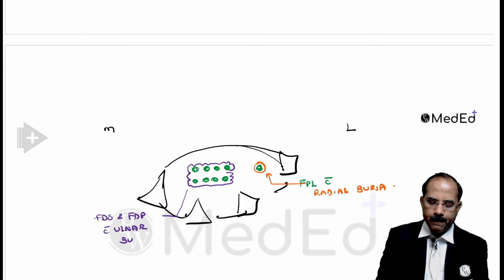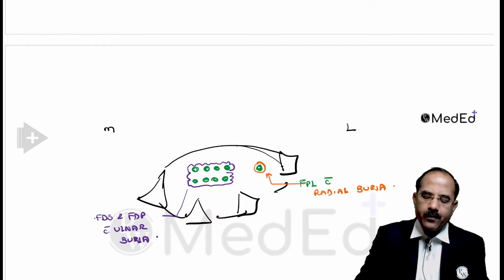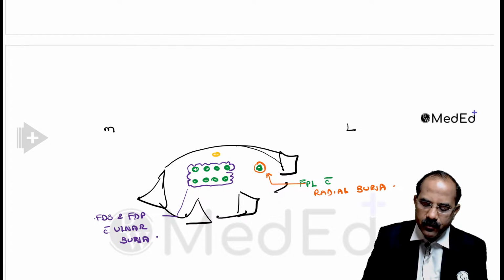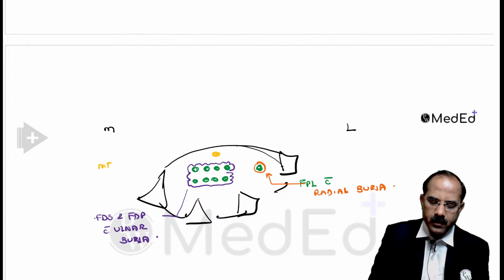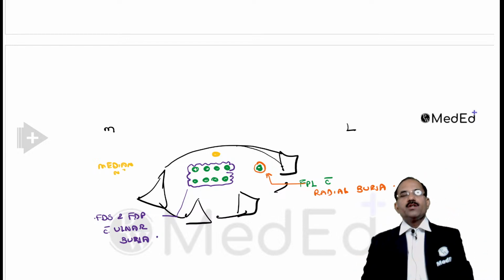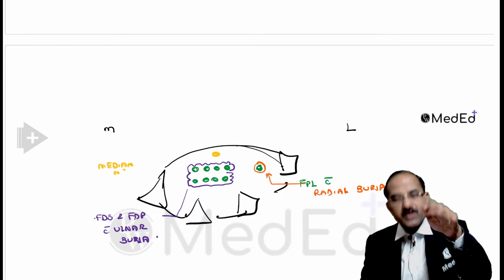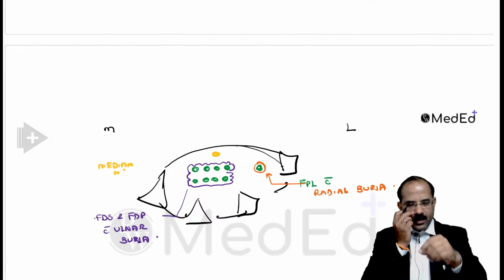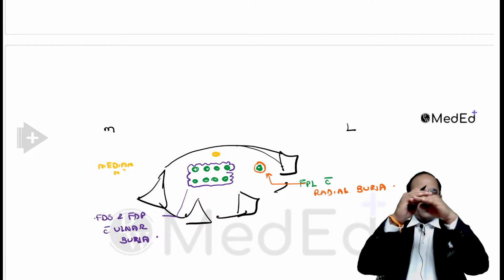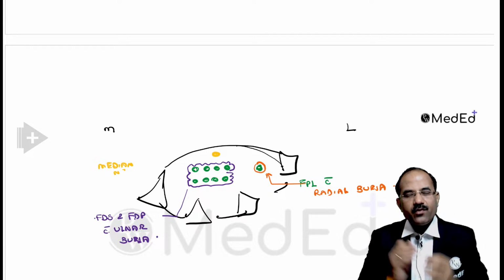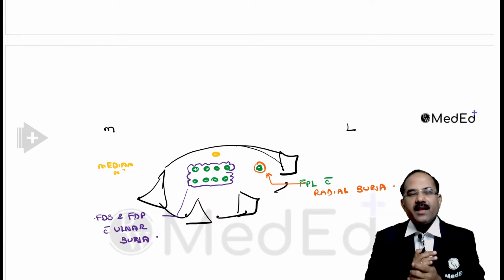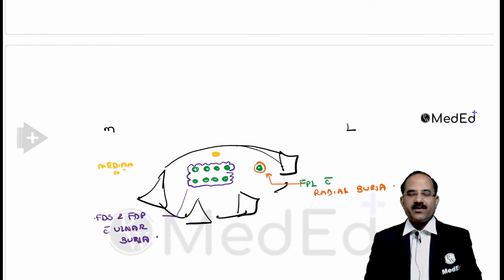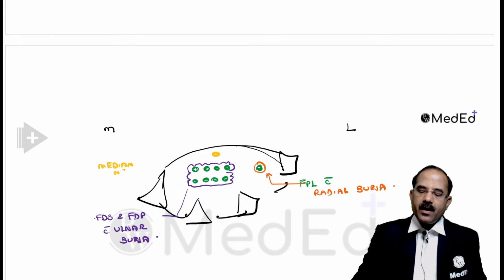So flexor digitorum superficialis and flexor digitorum profundus with ulnar bursa. Correct? And what is this nerve here? The median nerve. So what are the structures which pass through the carpal tunnel? One is the tendon of flexor pollicis longus with radial bursa, the four tendons of superficialis and the four tendons of profundus with ulnar bursa, and the median nerve. Clear?